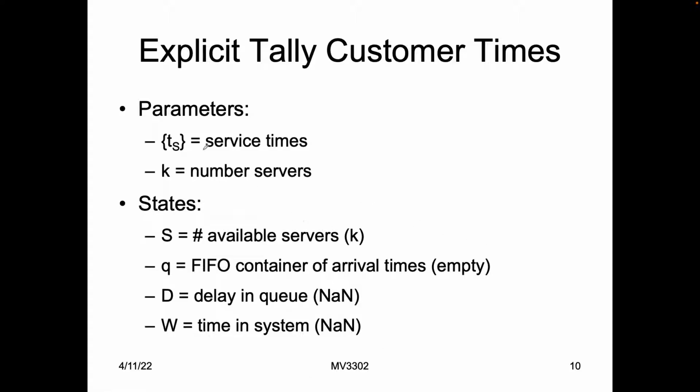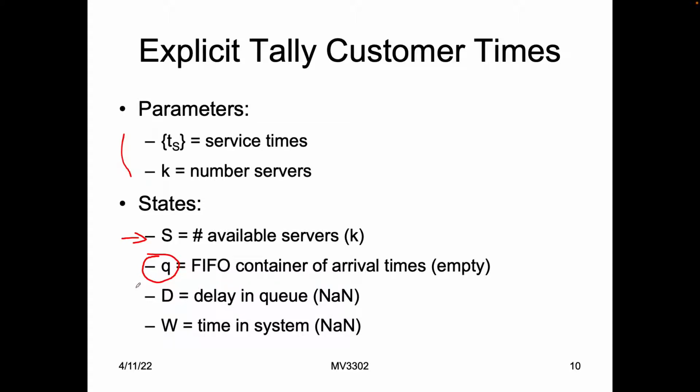Okay. So now, same parameters as before. We're not going to model the inter-arrival times because we got our arrival process. So we have our friend S, the number of available servers. We don't need to change that, but now we're going to have a container of arrival times, and its initial value is going to be empty.